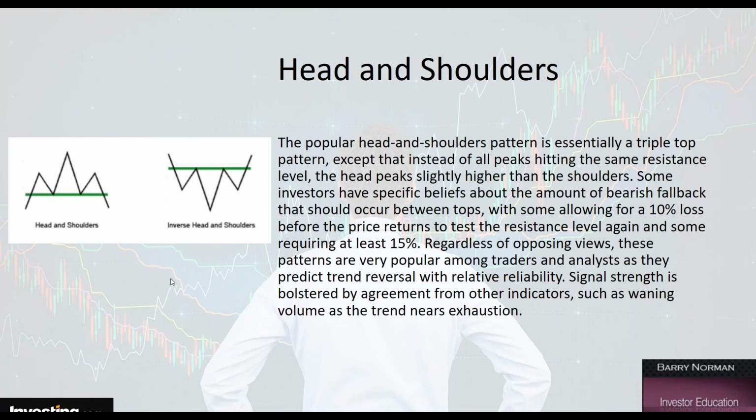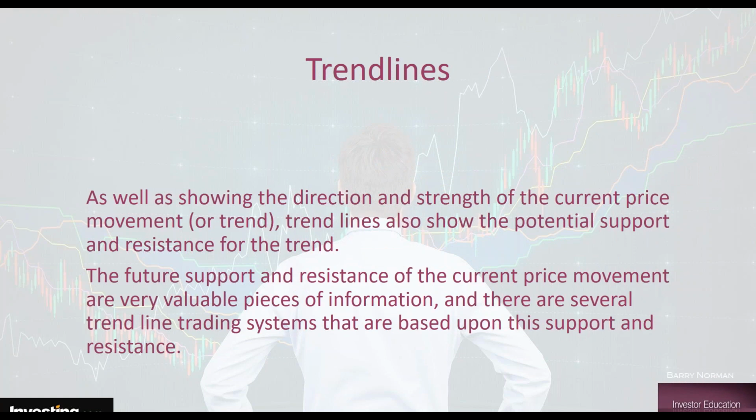Okay. Now, the popular head and shoulder pattern is essentially a triple top pattern, except that instead of the peaks hitting the same resistance level, the peak is slightly higher than the shoulders. Okay. Now, we also have triple tops and triple bottoms. And well, that's when price moved up, hit a certain price, fell back down to the same level, moved back up, hit it again, came back down, and then hit it again.